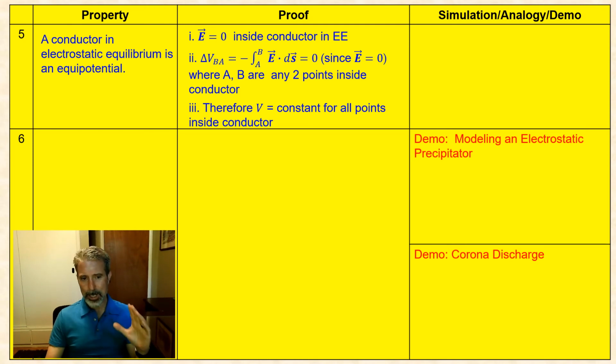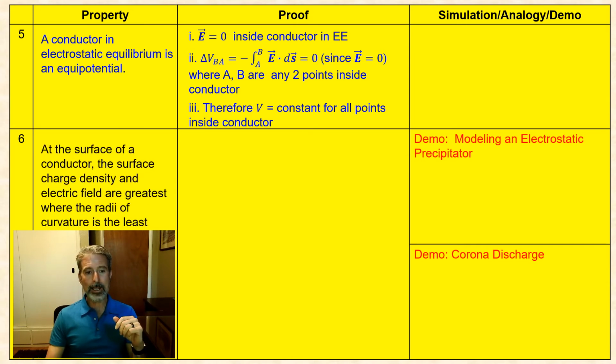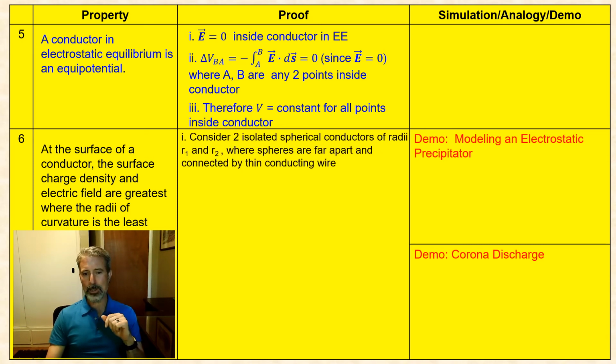Now, this is the second property involving conductors in electrostatic equilibrium, what I'm calling here equipotential surface property 6. I'm stating it a little bit differently, but it gets at the same basic idea. At the surface of a conductor in electrostatic equilibrium, the surface charge density and electric field are greatest where the radius of curvature is the smallest, is the least. So let's take a look at a proof for this.